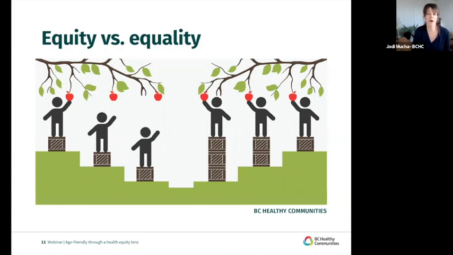And then if you look on the right, if we look from an equity standpoint, there's uneven ground, which is the systems and structures that we work within. But if we look at providing the resources and opportunities that will meet the needs of individuals or meet the needs of communities or populations, the size of the box or the size of this step up, which is the resources and the opportunities, it looks different. And it's really about meeting them where they're at so that they have the opportunity and thus can achieve the optimal health conditions for all.